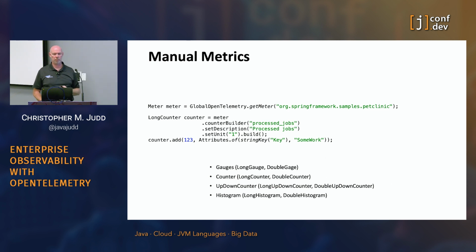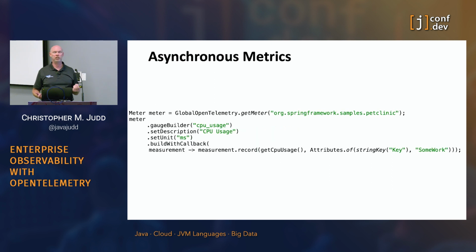We'll be adding that. But a lot of metrics you probably want to do asynchronously, right? You want to grab that data in the background while the application is running. You can do that as well. Basically, everything is the same until you get to the build. And you do a build with callback, passing it a lambda. And then this lambda is going to be called on certain intervals, which you can configure here as well. So you can add whatever metrics you want.